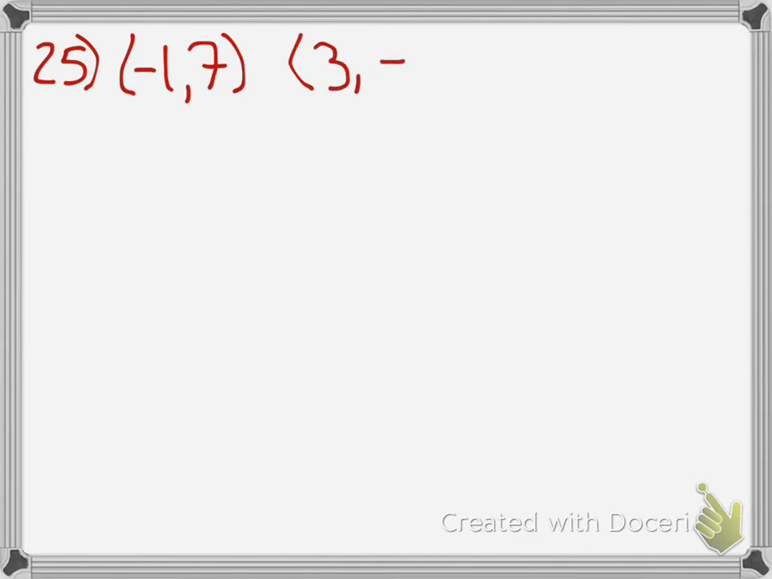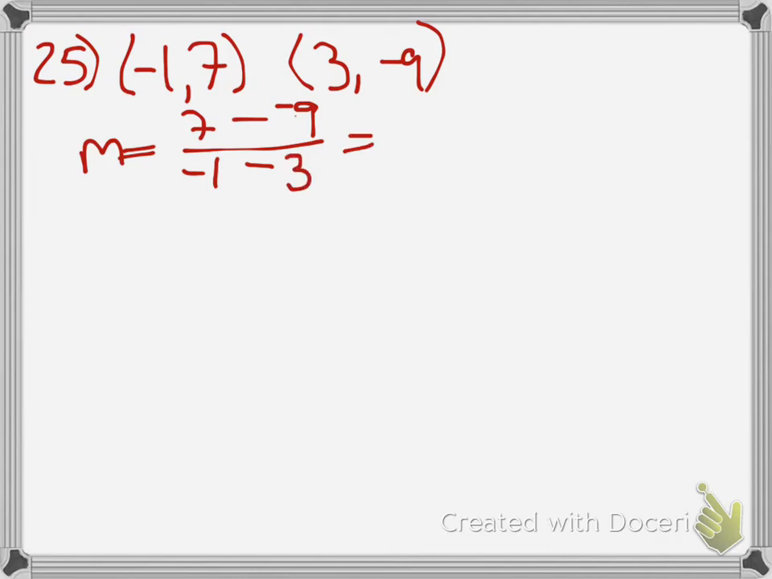Alright, so the next one does take a little bit extra work. On number 25, you've got to find the slope. They're giving you 2 points, (-1, 7) and (3, -9). You've got to find the slope first. So you're saying here, subtract 7 minus -9, and -1 minus 3. And that would be 16 over -4, which would be -4.